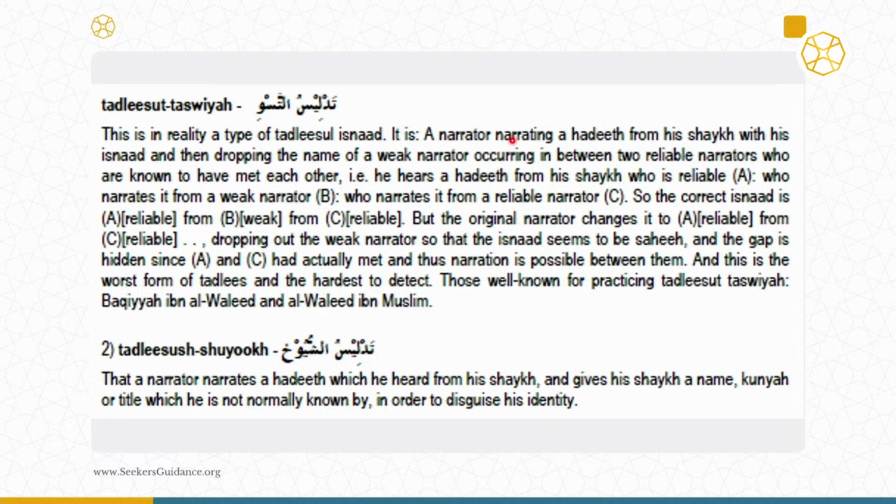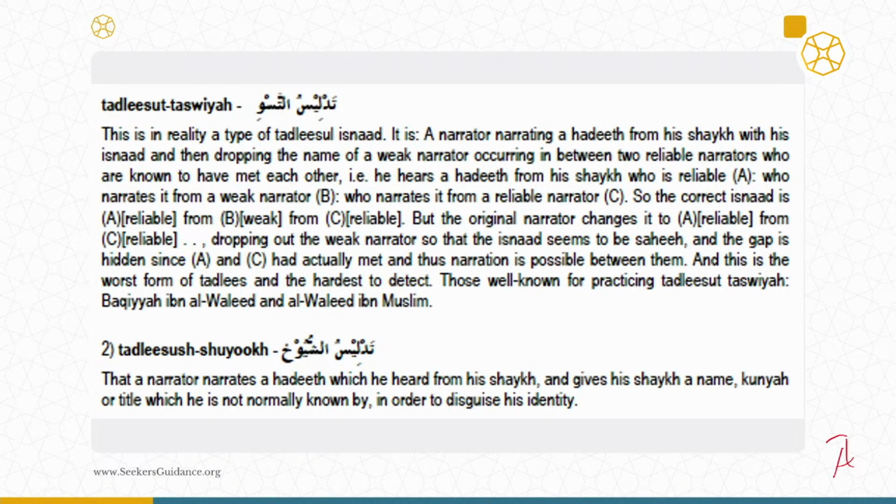It is a narrator narrating a hadith from his sheikh with his isnad and then dropping the name of a weak narrator occurring in between two reliable narrators who are known to have met each other. So he hears a hadith from his sheikh who is reliable. That's A. So let's just document this.